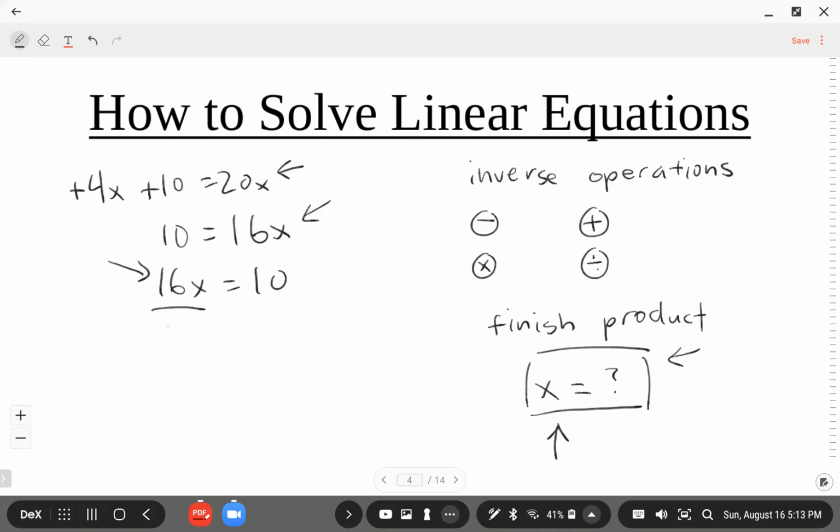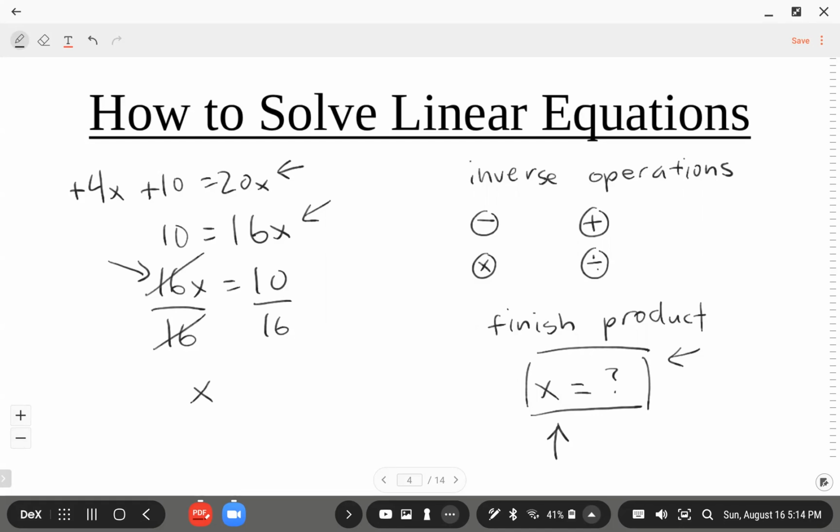Just divide by 16 on both sides because you have to keep it equal, right? This is an equation. You always have to keep it equal. You divide on one side, you divide on the other. You multiply one side, you multiply the other. Okay? So now we just divide both sides by 16 to get 1x. Okay, just x.